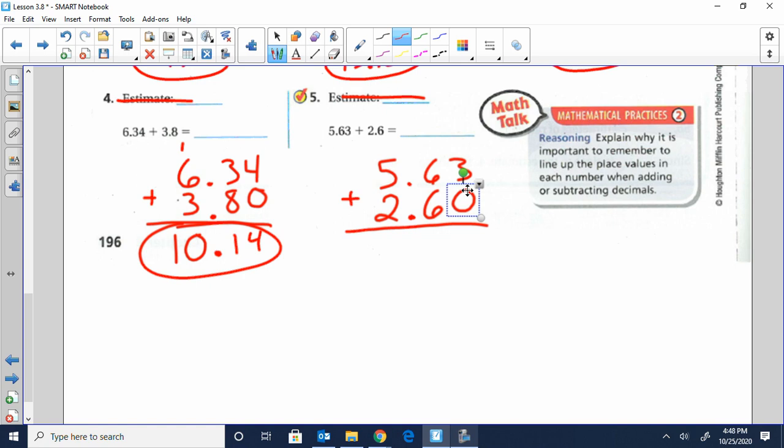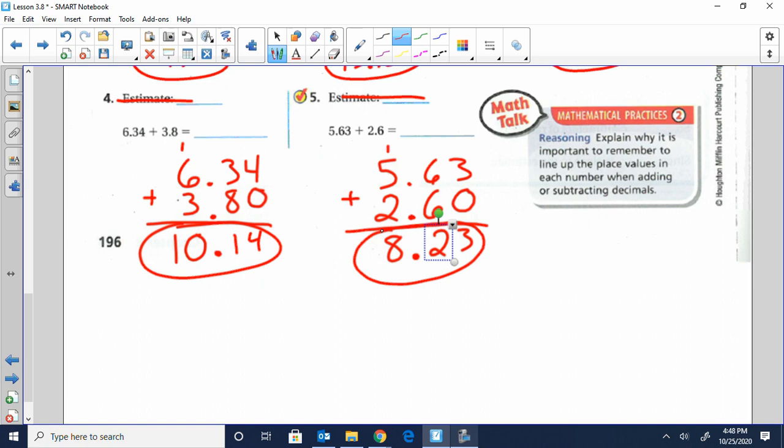Now we can go ahead and add these up. 3 plus 0 is 3. 6 plus 6 is 12. Carry our 1. Decimal point comes straight down. 5 plus 2 is 7. Plus 1 is 8.